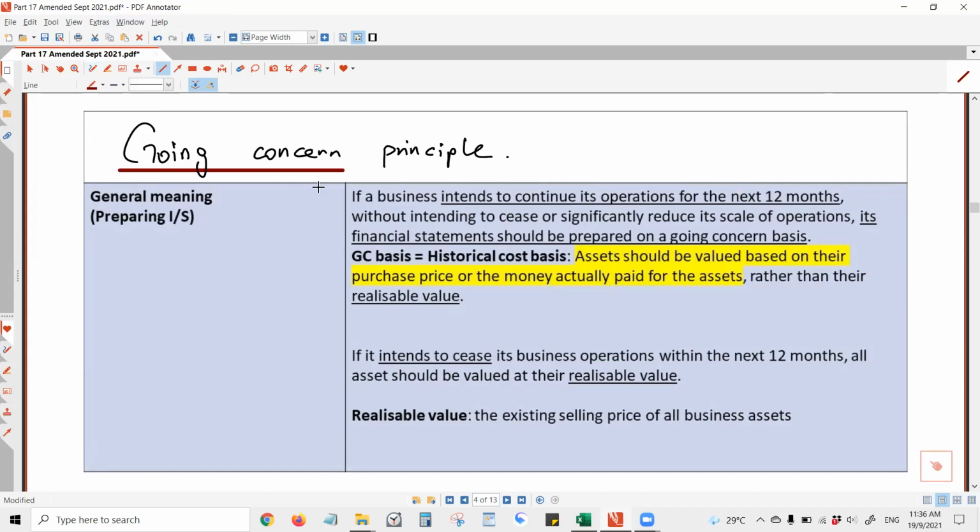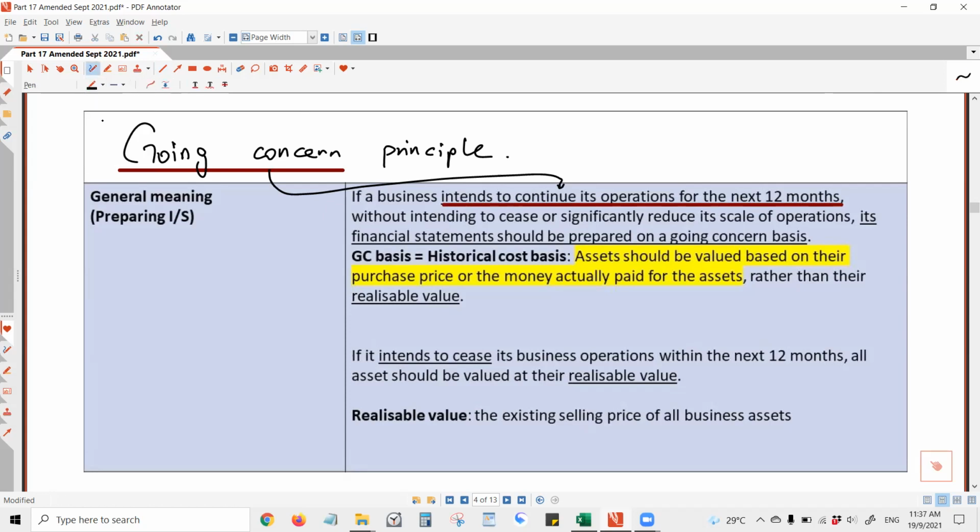You can look it up in the dictionary, and you would know the meaning from looking at it. Going concern means that you intend to continue to run your business. That means you don't intend to close down your business. That's the meaning. You don't intend to close down your business.